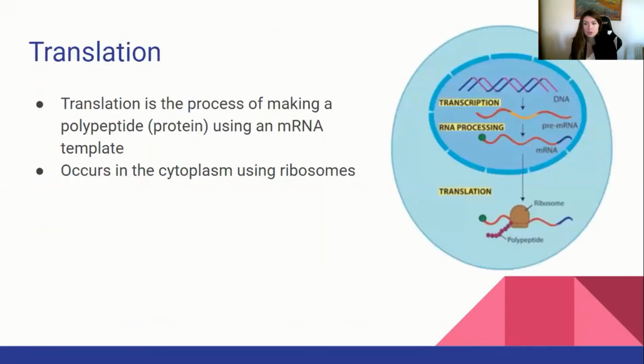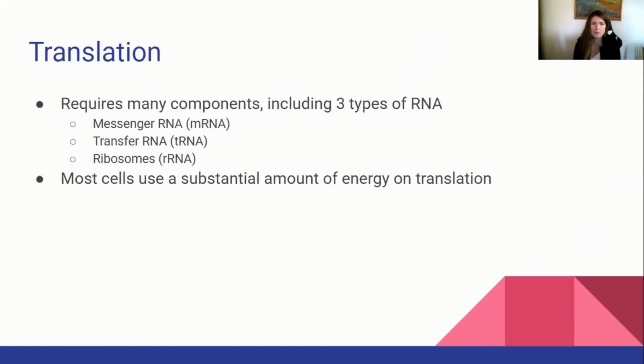Okay, so the definition for translation is the process of making a polypeptide protein using mRNA as our guide, as our template for making that protein. It's going to occur in the cytoplasm, so out in the cell. It's going to use our ribosomes to build those proteins. We'll take a look at how that works. So translation actually takes a lot of energy. The cell works really hard on this, and it's going to require a lot of different components.